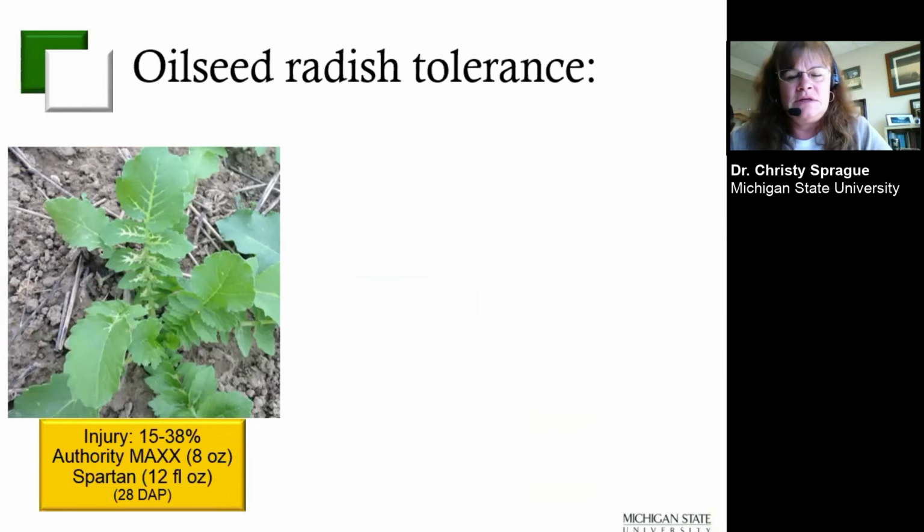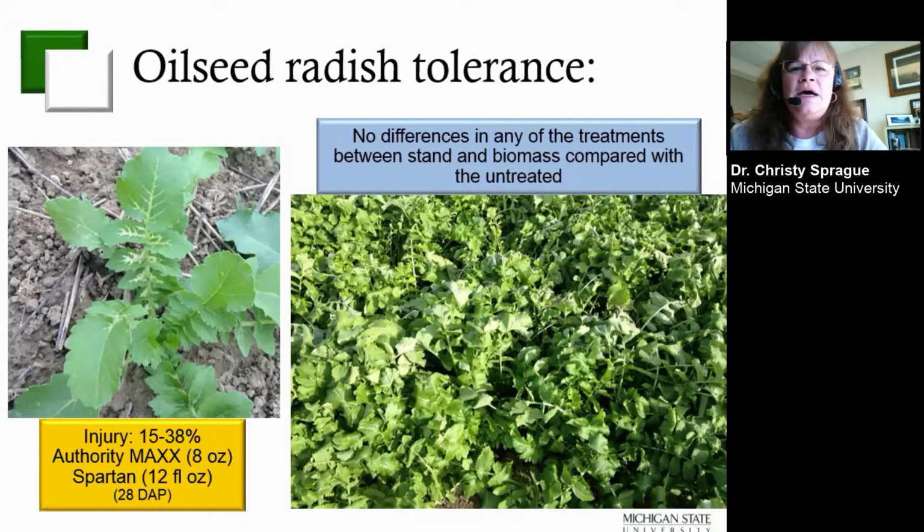And looking at the different cover crop species, oilseed radish did have very good tolerance to many of the herbicides that we tested. We did see a little bit of injury with Authority Max or the high rate of Spartan, which is 12 fluid ounces, and that injury ranged from about 15 to 38%. And you can see it was basically just a little bit of discoloring on that oilseed radish. When we looked at stand and biomass comparisons compared to the untreated over the couple of years that we did this, we saw no differences. So basically oilseed radish tolerated most of our soil applied herbicides that we used prior to soybean planting.